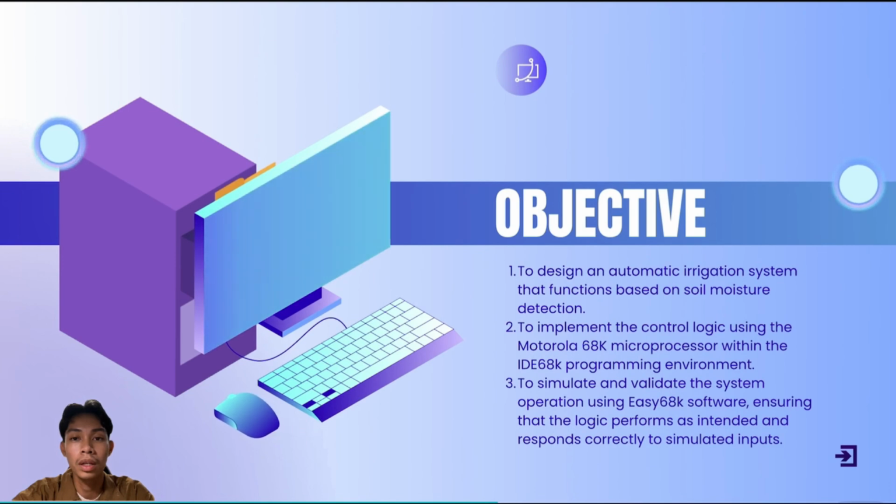Okay, now I will present about the objectives. First, to design an automatic irrigation system that functions based on soil moisture detection. Second, to implement the control logic using the Motorola 68K microprocessor within the IDE 68K programming environment. The third one is to simulate and validate the system operation using Easy68K software, ensuring that the logic performs as intended and responds correctly to simulated input.